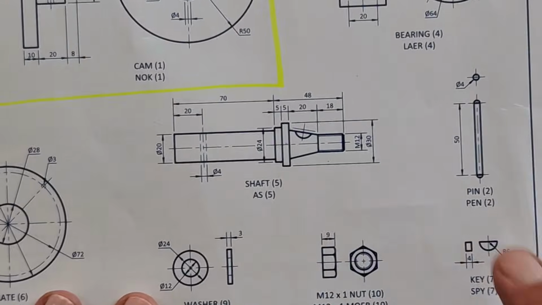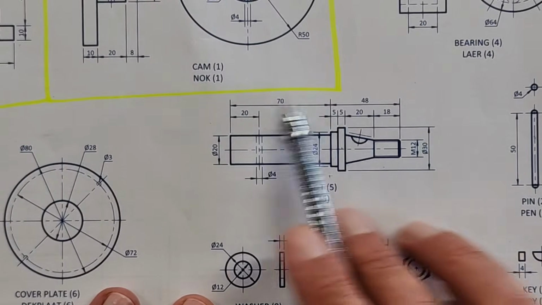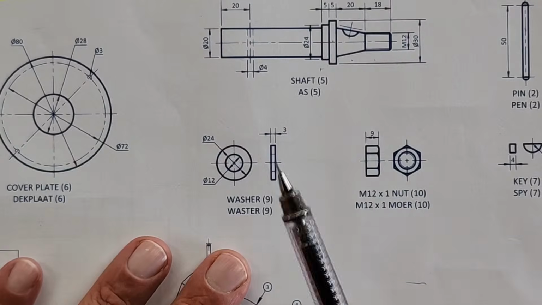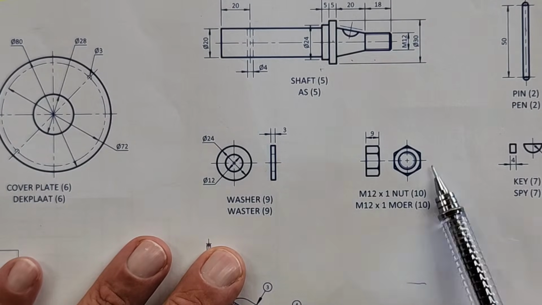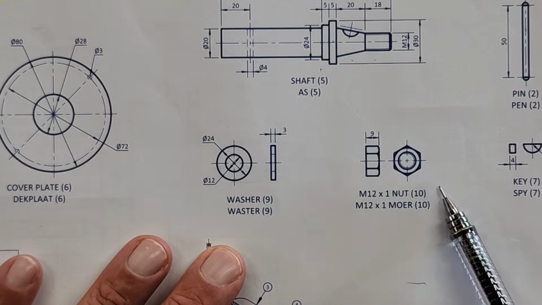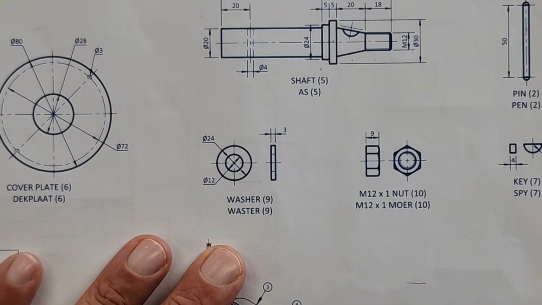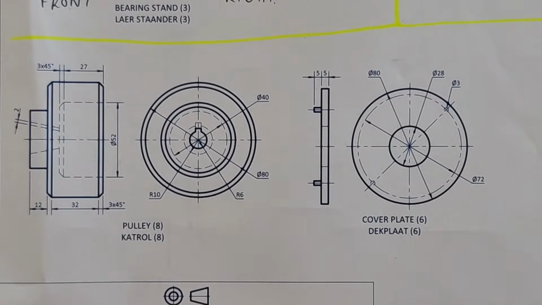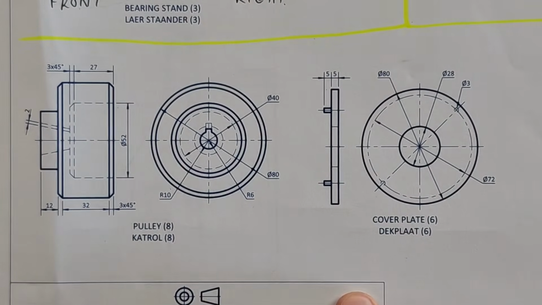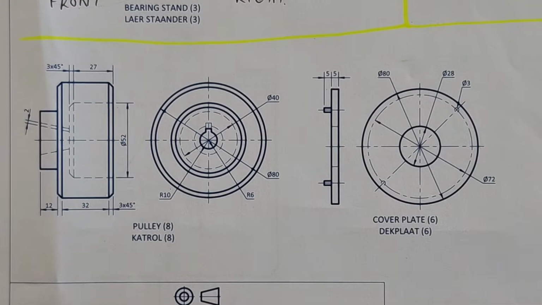And we can just follow that. There's a pin there. We've got a shaft, only one view of the shaft. We've got, again, the different views of our washer, our nut, our key, which are our fasteners, and then our cover plates and the pulley. Okay, that's one part.